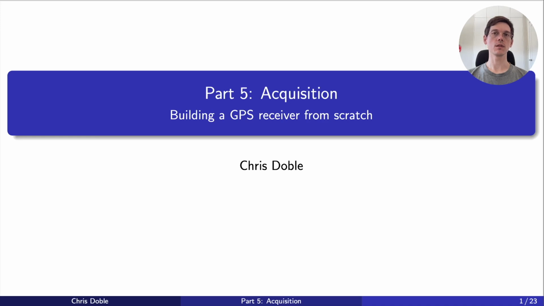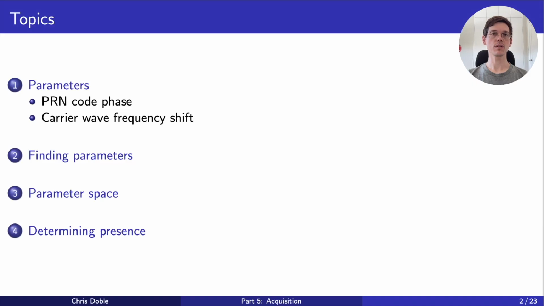The receiver needs to determine which satellites it can hear and the parameters that result in the strongest signals. These are the goals of the acquisition stage, which we'll be covering in this video. More specifically, we'll talk about the parameters that affect the strength of the satellite signals, how to find the best values of those parameters, the size of the space we need to search for them, and how we use them to determine if the satellite is present. Let's start with the parameters.